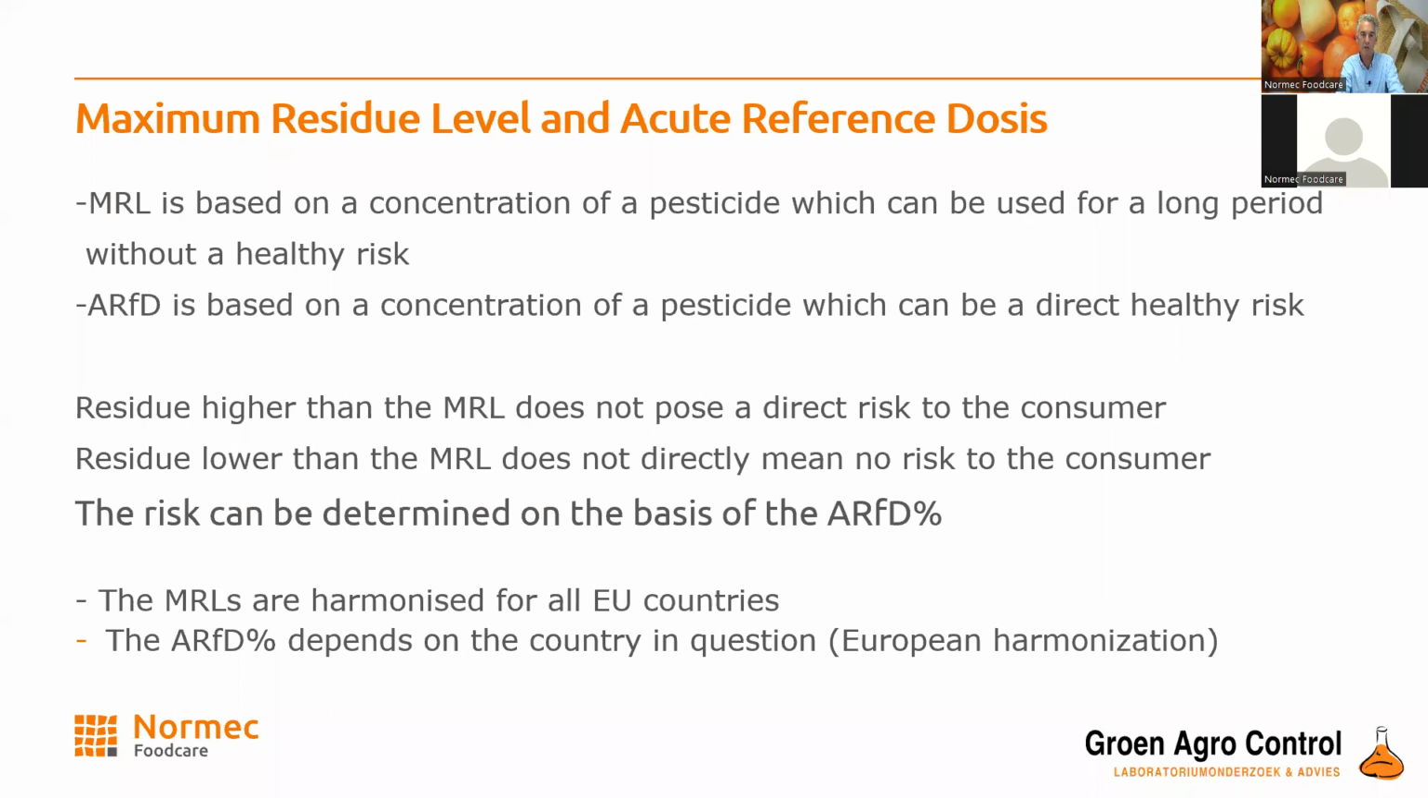Well, the maximum residue level and acute reference dose, that is what you will most see on the reports. The MRL is based on the concentration of pesticides which can be used for a long period without a health risk. And the ARfD, acute reference dose, is based on the concentration of pesticides which can be a direct health risk. That's really clear, but it also means that residues higher than the MRL do not pose a direct risk to the consumer, and residues lower than the MRL do not directly mean no risk to the consumer. The risk can be determined on the basis of the ARfD percentage. The MRLs are harmonized for all European countries, and the ARfD depends on the country in question. That is European harmonization. I will inform you later about that.